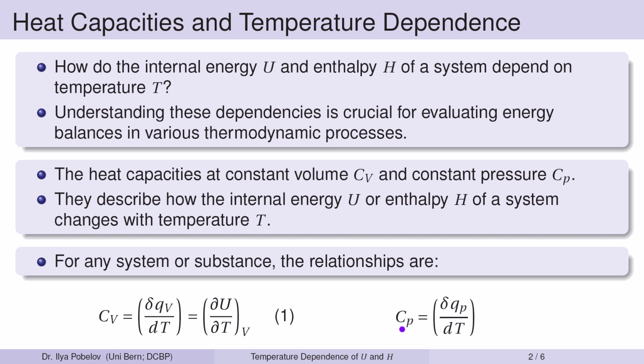Similarly, the heat capacity at constant pressure Cp is defined as the partial derivative of the heat added at constant pressure Qp with respect to temperature T, and is also equal to the partial derivative of enthalpy H with respect to temperature T at constant pressure P.